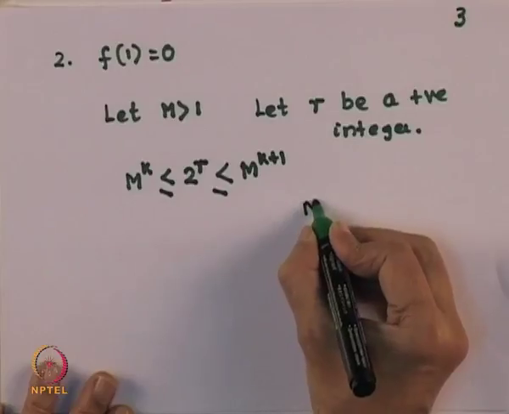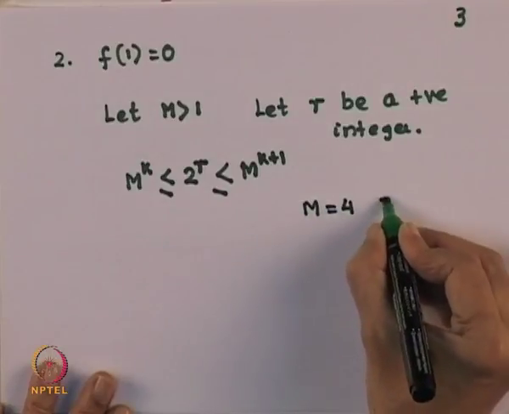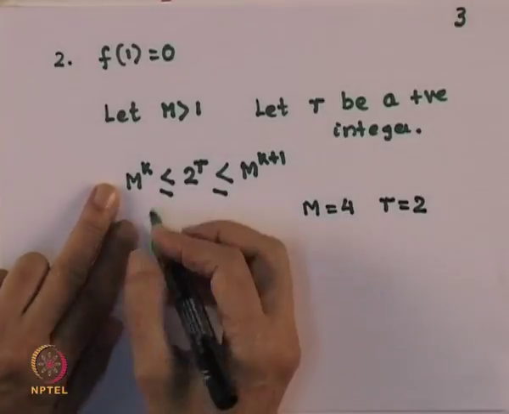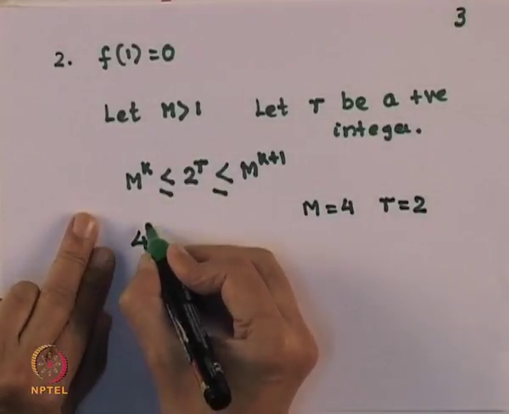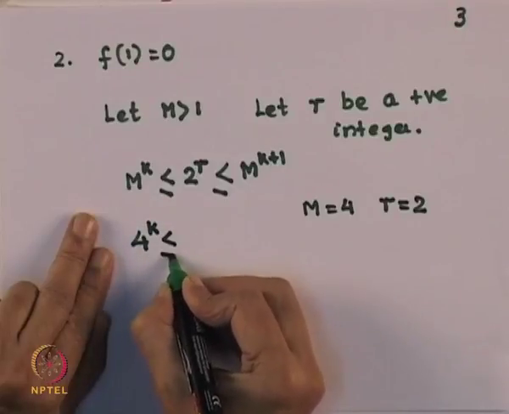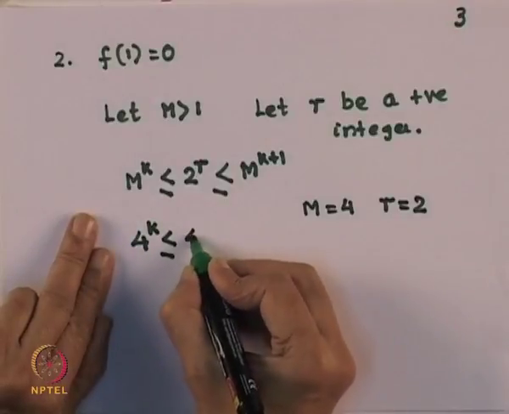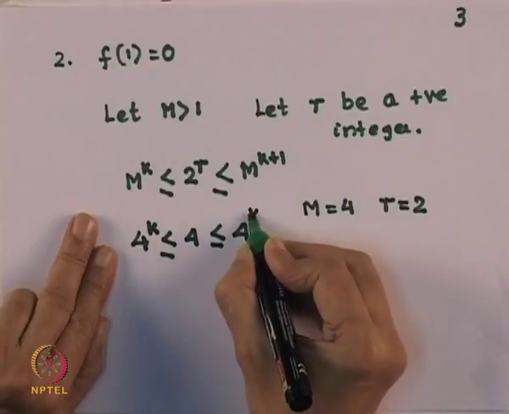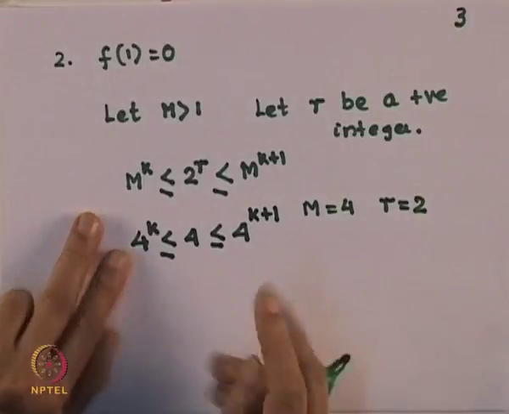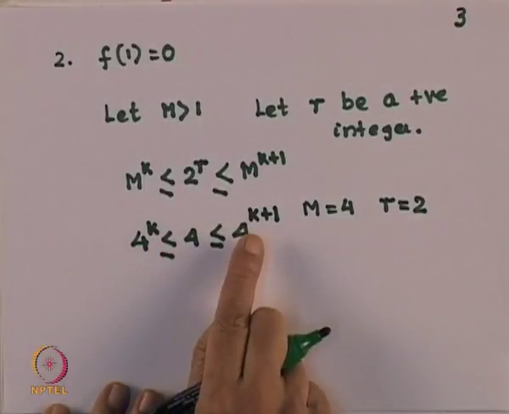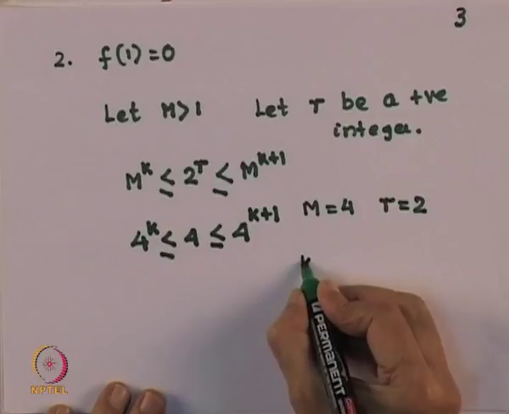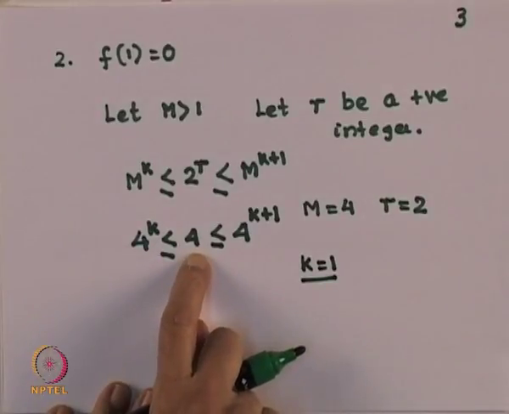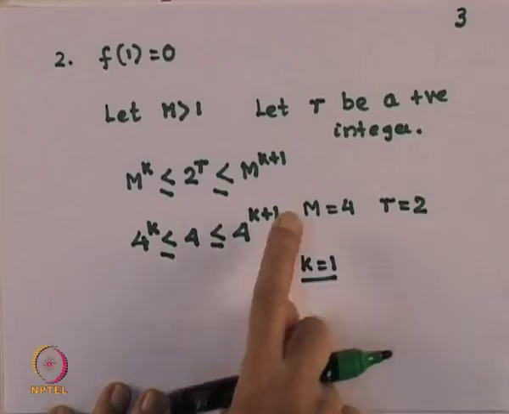Supposing my m just happens to be equal to 4 and I have taken r equal to 2. So, I am looking for a number k such that 4 to the power k is less than or equal to 2 to the power 2, which is 4, which is less than 4 to the power k plus 1. You notice that there is a unique k. It tells you k is equal to 1, because 4 is less than or equal to 4, which is less than or equal to 4 squared, which is 16.